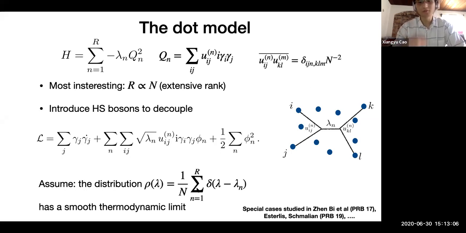I want to note that we are not the first to introduce this model. Indeed, special cases of this model have been studied previously, for example by Zhenbi and collaborators in Chen Keshi's group a couple of years ago, and also by Esterlis, Schmalian and other people, who consider special cases of the distribution of the coupling constants, whereas we are going to do a more systematic job in analyzing the possible low energy states, which will depend on the distributions.